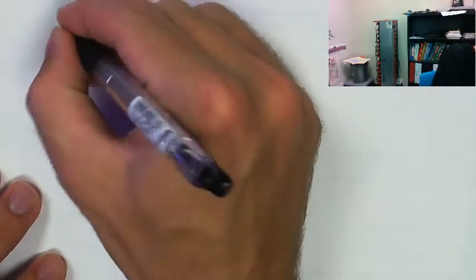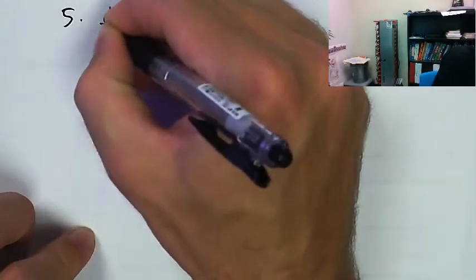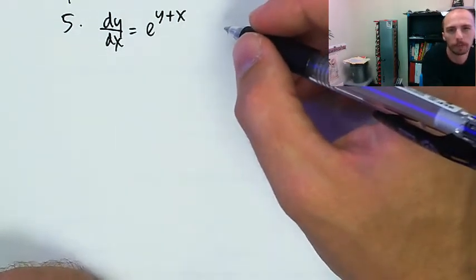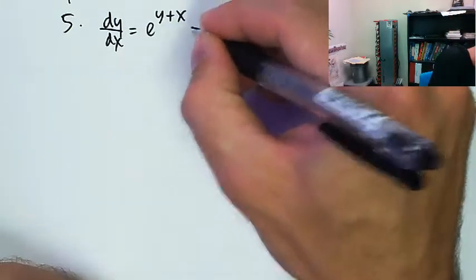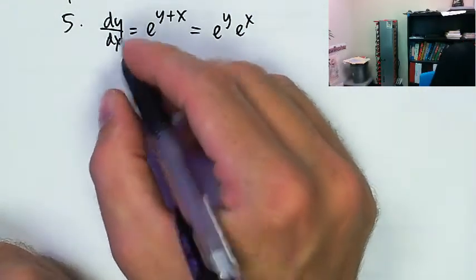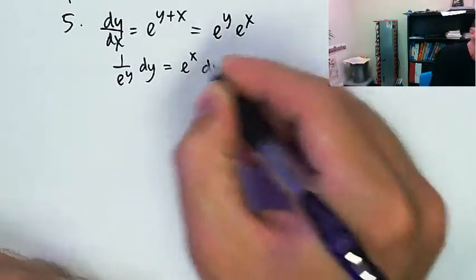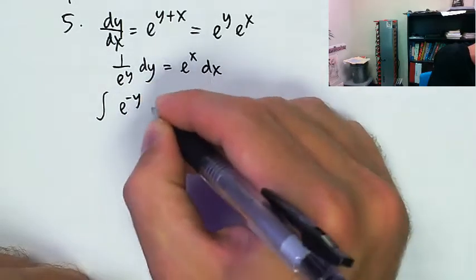All right, I already did number 4, so this is going to be number 5. dy dx equals e to the y plus x. I think there was one similar to this on the homework, but I'll do it again, because I think this comes back again at some point in the near future. So I'm going to say that this is e to the y times e to the x. I'm going to divide both sides by e to the y. So I'll have 1 over e to the y dy equals e to the x dx. But we don't like anti-differentiating fractions, so I'm going to rewrite this as a negative power of e.